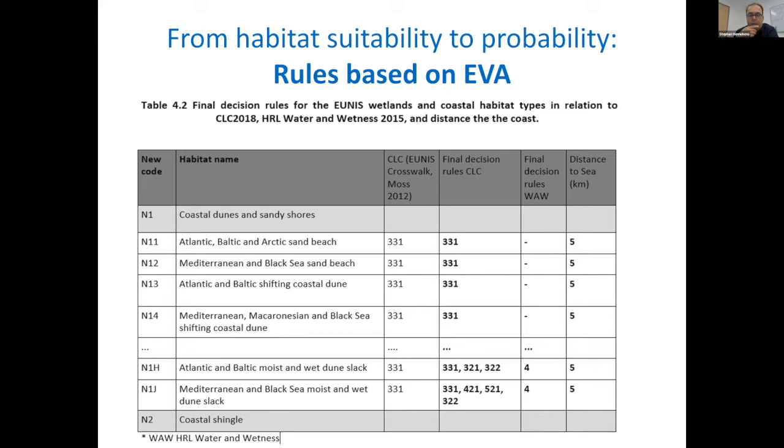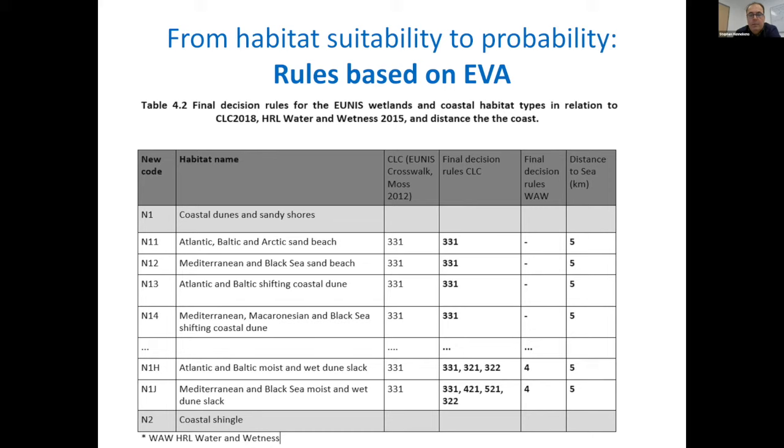So what we did in fact is then confront the European Vegetation Archive again with the actual land cover information, and then we came up with the decision rules which Corine land cover types are related to a specific EUNIS habitat type at level 3. And in addition to that, we also used the Copernicus high resolution layer if it was available, and you could also think of other rules, for example, distance to the sea.